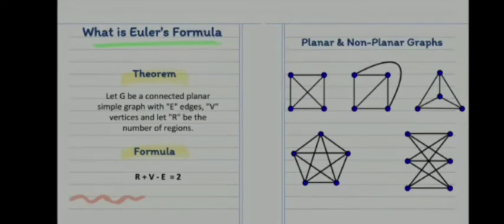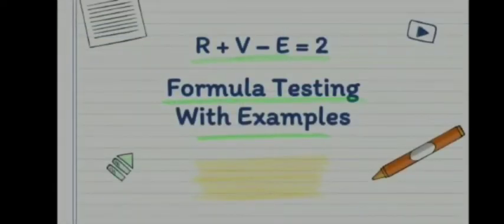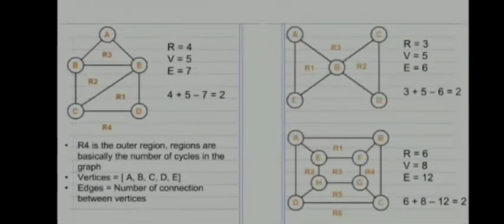Now we'll move on to test some examples using Euler's formula. As stated by Zain, Euler's formula is r plus v minus e equals 2, where r is the number of regions, v is the number of vertices, and e is the number of edges. So over here we'll take simple planar graphs, and as we can see on our left side, we have a diagram that has vertices A, B, C, D, and E.